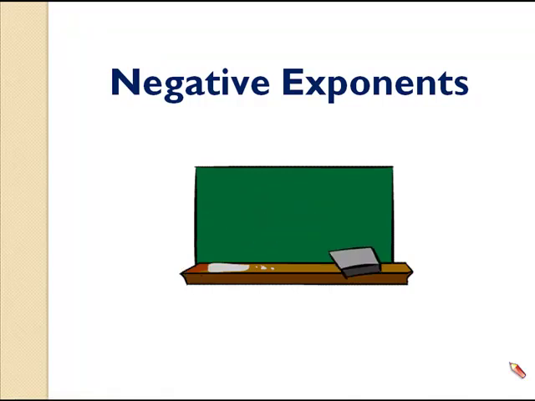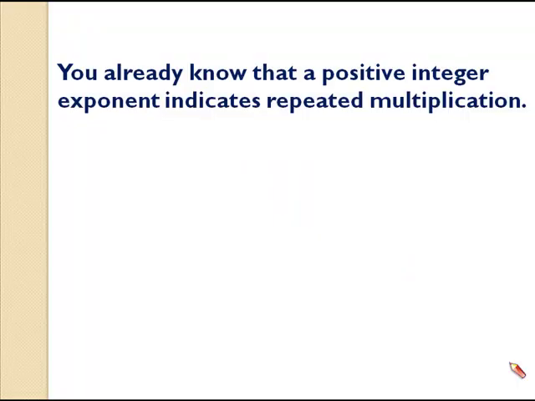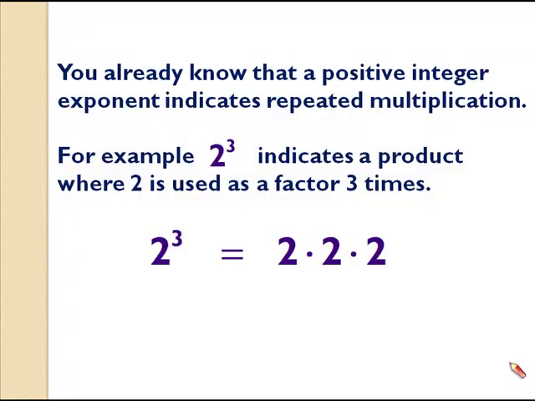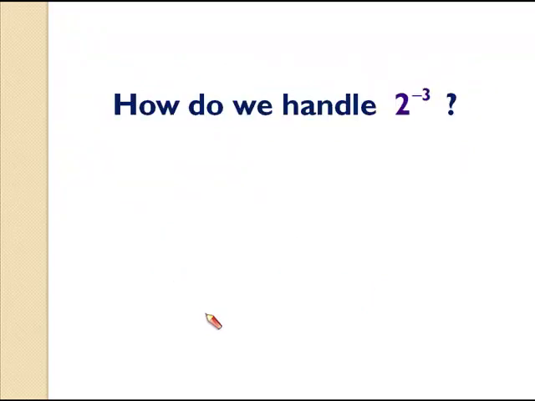Today we're going to talk about negative exponents. You already know that a positive integer exponent indicates repeated multiplication. For example, 2 raised to the third indicates a product where 2 is used as a factor 3 times. So we have 2 times 2 times 2 is equivalent to 2 raised to the third. How do we handle 2 raised to the negative 3?